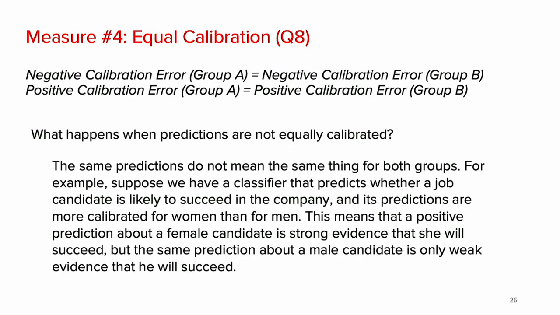On the other hand, here's the analogous job prediction case for the calibration standard. The same predictions don't mean the same thing for both groups if calibration is out of whack. Suppose you have a classifier that predicts whether a job candidate is likely to succeed in the company, and suppose its predictions are better calibrated for women than they are for men. That means that a positive prediction about a female candidate is strong evidence that she'll succeed; of the predictions, most of them are accurate. But the same prediction about a male candidate is only weak evidence that he'll succeed. So when calibration is out of whack, the quality of evidence that the classifier supplies differs between the two groups. Okay.